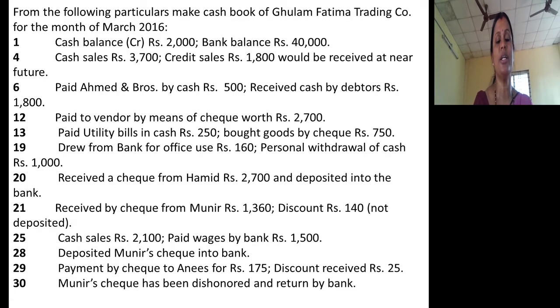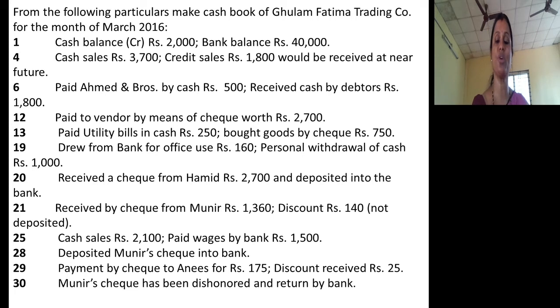Next, received by check from Munir 1,360 and discount is 140. And this check is not yet deposited. It means you received whatever amount was payable by Munir in terms of check. Whenever you receive in terms of check, the journal entry is bank account debit to Munir's account, and you are allowing discount to Munir.